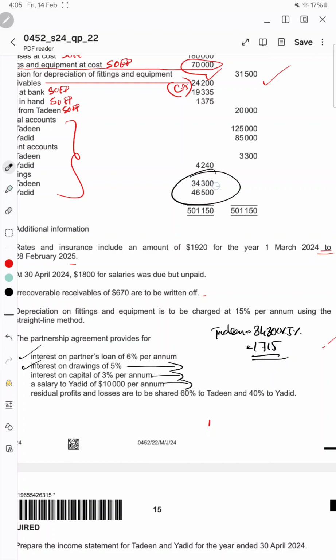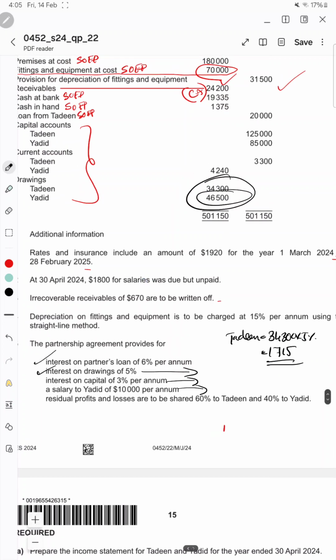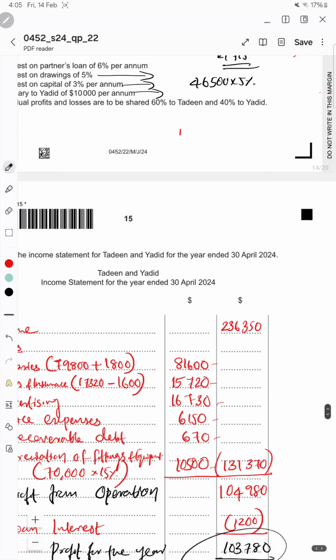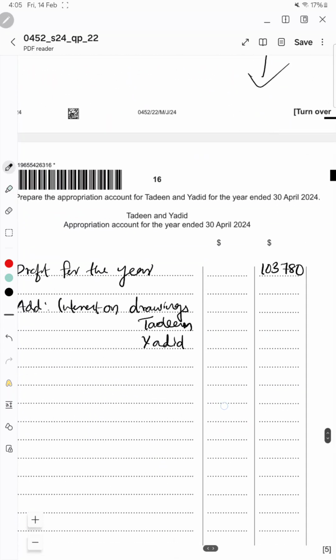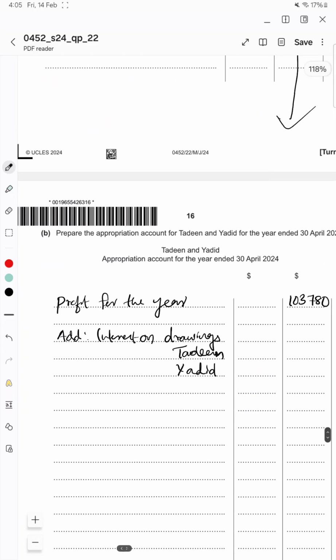You calculate the same for Yadid also: 46,500 into 5%. You'll get the amount. Take that amount to interest on drawings. So for Tadin it will be 1,715, and for Yadid it will be 2,325. Okay, you can total it and write it here. So this should be added: 4,040.